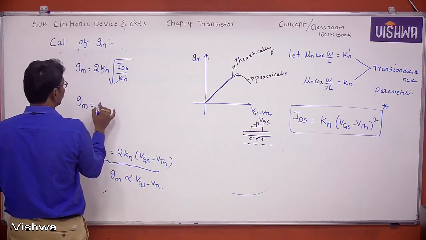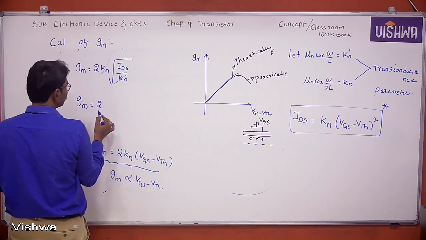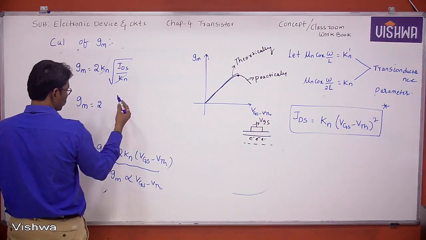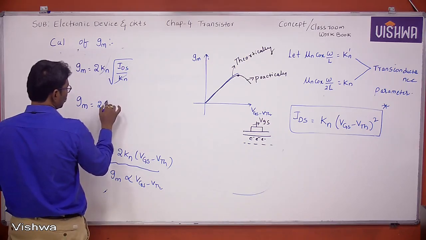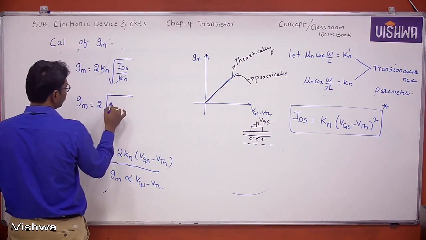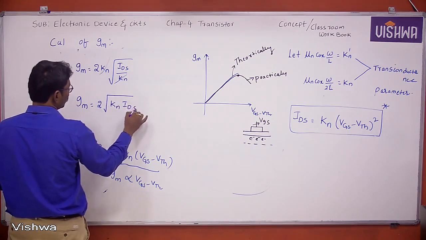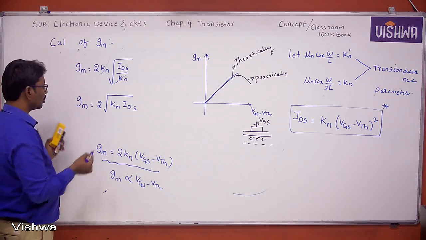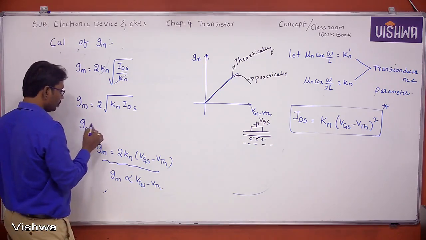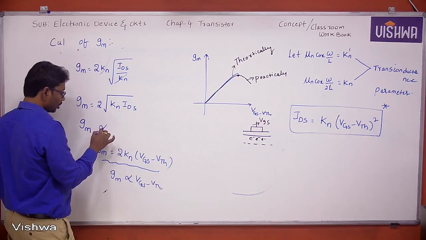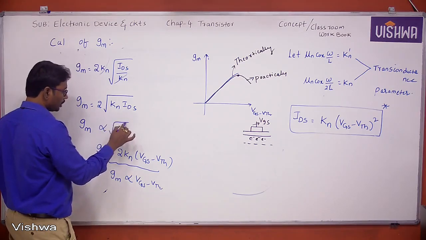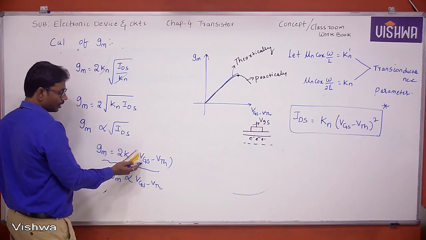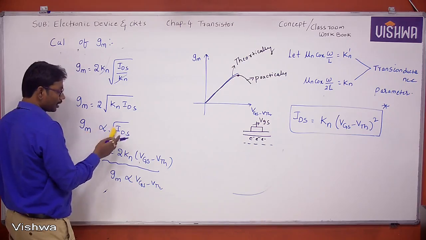Now GM is equal to what? GM is equal to 2 times under root Kn into IDS. Now see this equation. From this equation, what is the conclusion? Here the transconductance increases sublinearly with IDS. See, transconductance increases linearly with VGS, but it increases sublinearly with IDS.